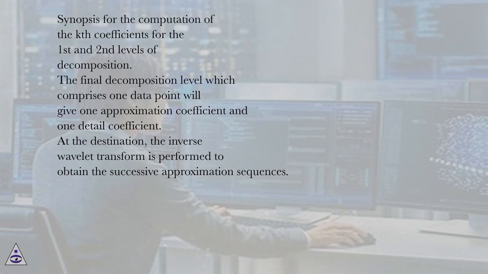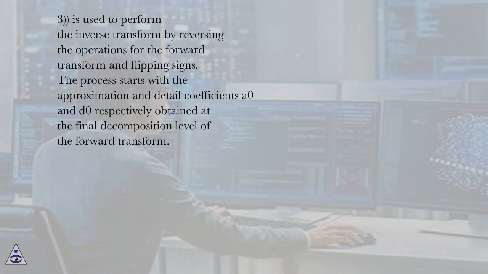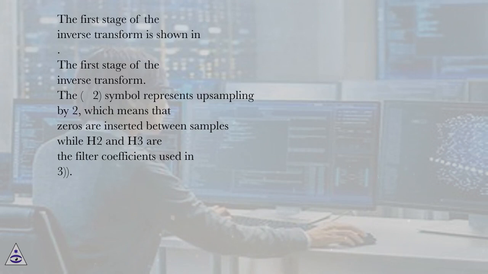At the destination, the inverse wavelet transform is performed to obtain the successive approximation sequences. Equation 3 is used to perform the inverse transform by reversing the operations for the forward transform and flipping signs. The process starts with the approximation and detail coefficients A0 and D0 respectively obtained at the final decomposition level of the forward transform. The first stage of the inverse transform is shown in the figure. The upsampling symbol represents upsampling by 2, which means that zeros are inserted between samples, while H2 and H3 are the filter coefficients used in equation 3.